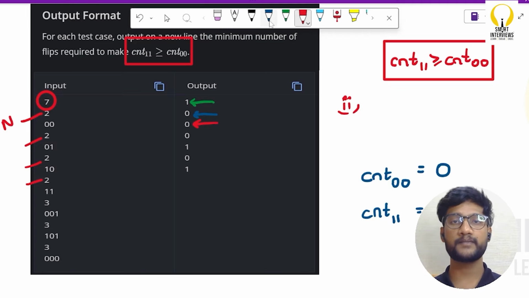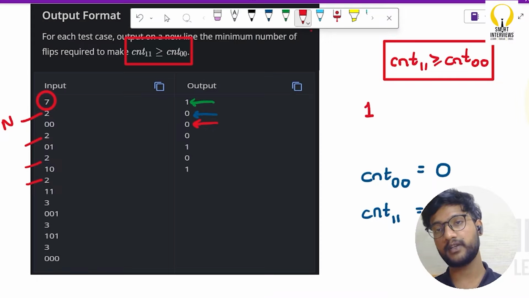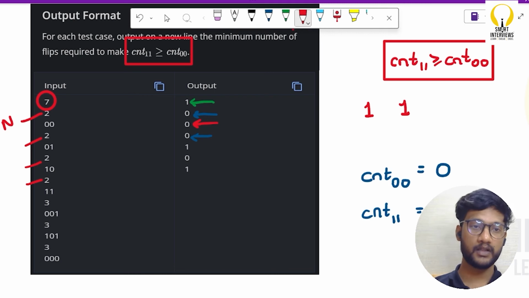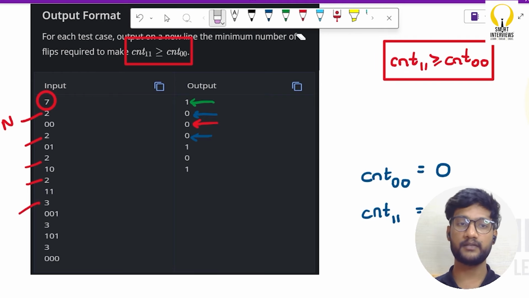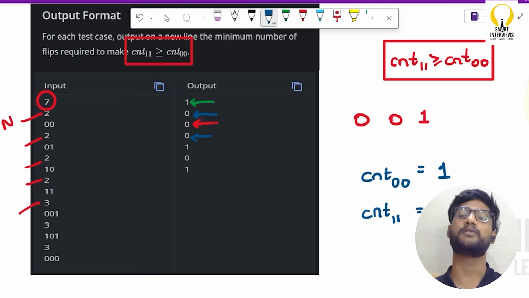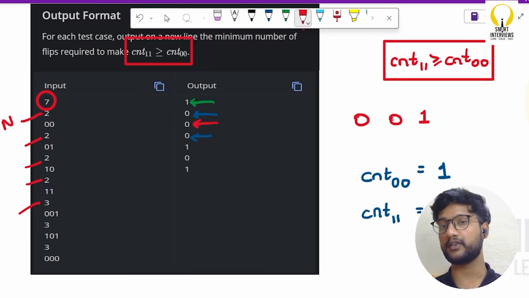Again, moving to your fourth test case, you have 1 1. So the count of 11 is 1 and the count of 00 is 0. Is it required to flip any bits, guys? No, right? This condition is satisfied, so it will be 0 itself. Moving to your fifth test case, you have 0 0 1. So the count of 00 is 1 and the count of 11 is 0. Now you're supposed to flip one bit for sure, either this or this. So the count will be 1.